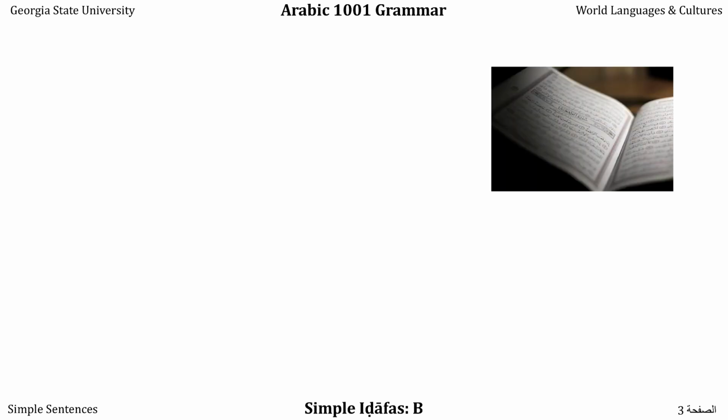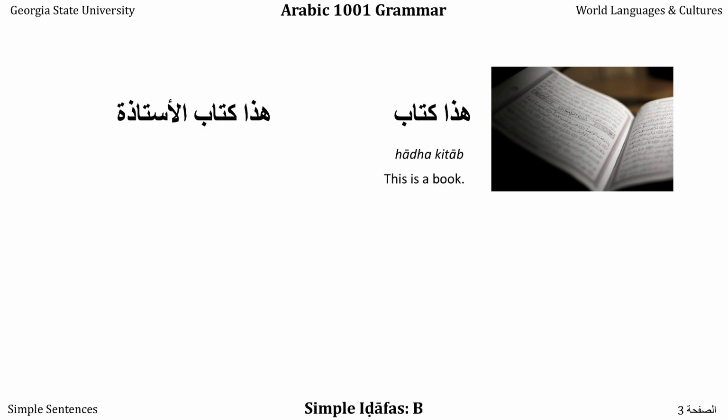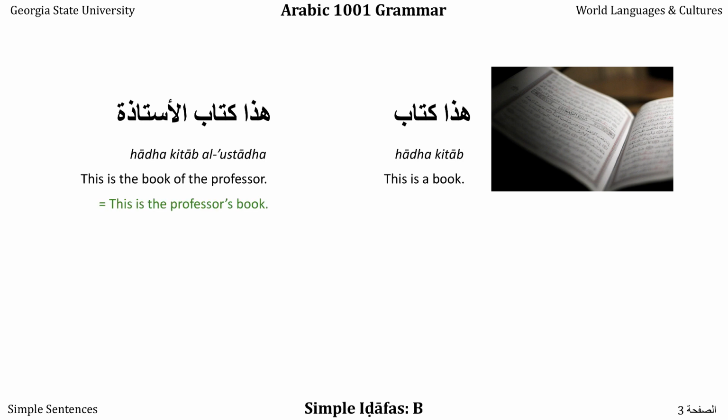We can look at our book and say, هذا كتاب, this is a book, or we can say, هذا كتاب الأستاذة, this is the book of the professor. Kitab al-Ustadha is our idafa here. Kitab looks indefinite, but is actually definite because it's owned by the professor. The professor is marked as definite, and we put the object possessed before its possessor. So we say, this is the book of the professor in Arabic, and this is the professor's book in English.